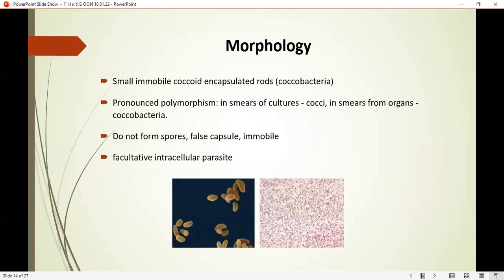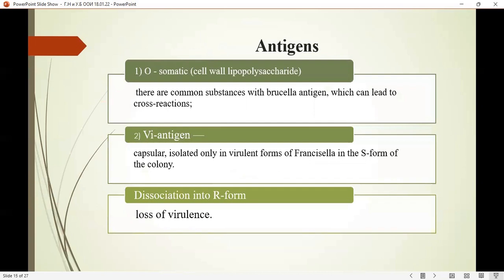Francisella tularensis is a species of small gram-negative bacteria with polymorphism. They do not form spores, form pseudocapsules, and are immobile facultative intracellular parasites, meaning that they can survive inside and outside of the cell. Antigenic structure: they have two antigens. First, the O-somatic antigen, a cell wall lipopolysaccharide. There are common substances with Brucella antigen, which can lead to cross-reactions. Second is the Vi antigen, which is capsular and is found only in virulent forms of Francisella in the S form of the colony.